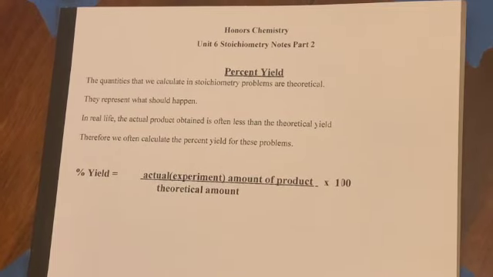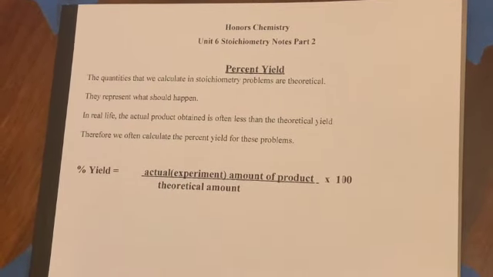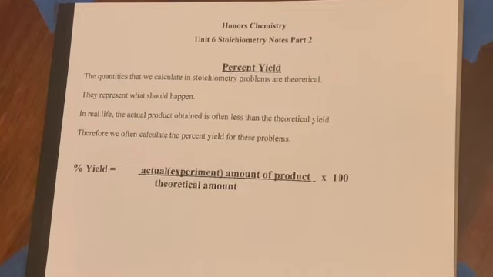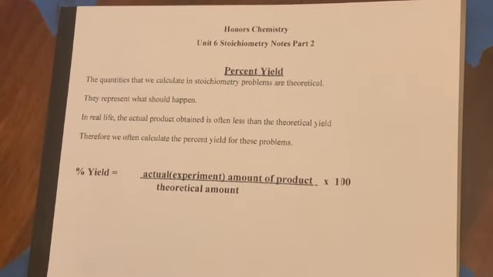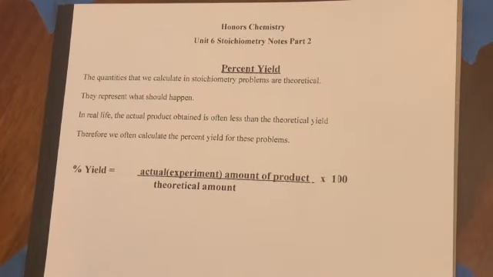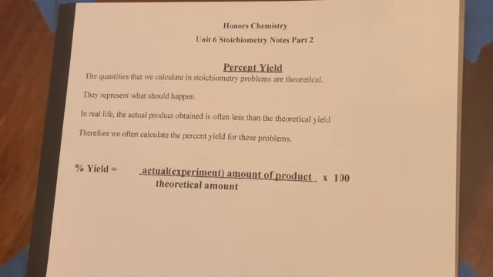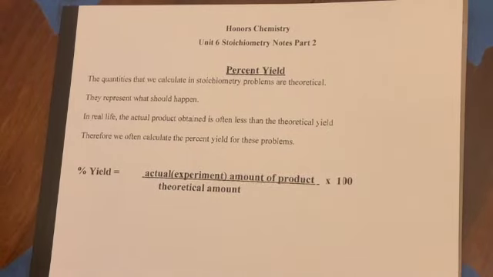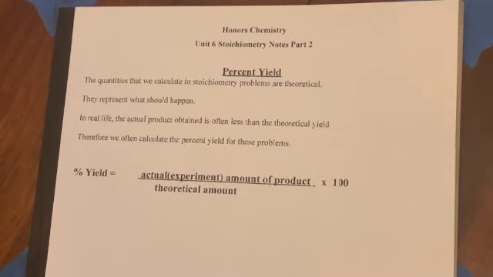Hi everybody, and welcome to Stoichiometry Notes Part 2. Today we are going to talk about something that is called percent yield. Percent yield is a way of talking about what's known as error analysis, and that is seeing how close lab data is to the theoretical data.